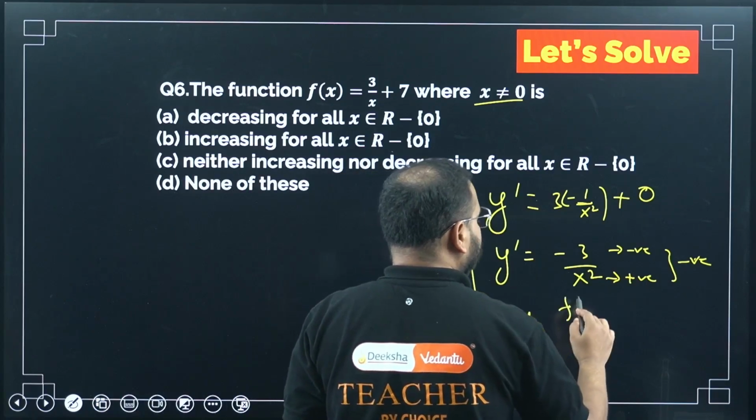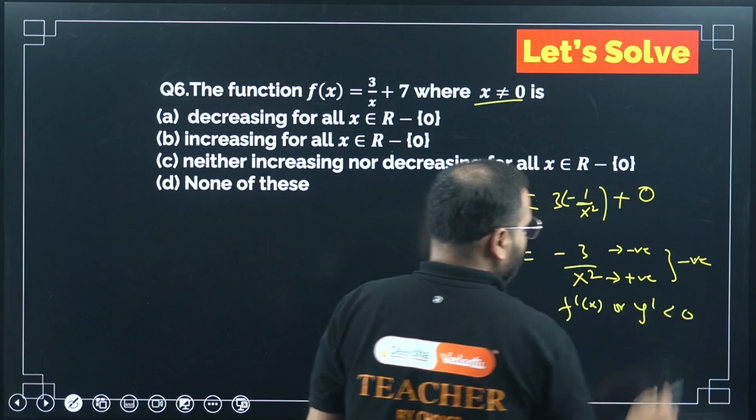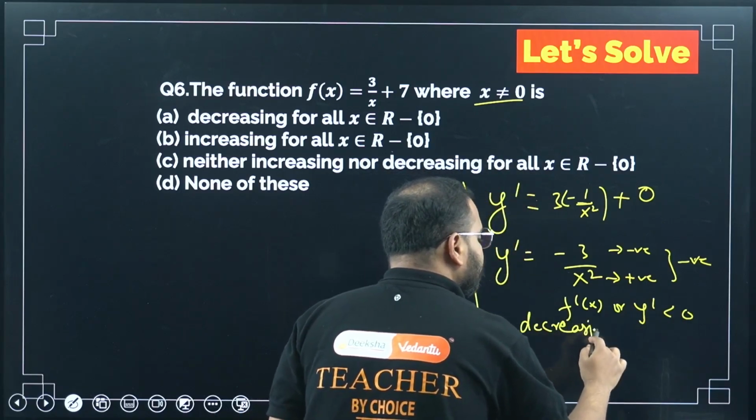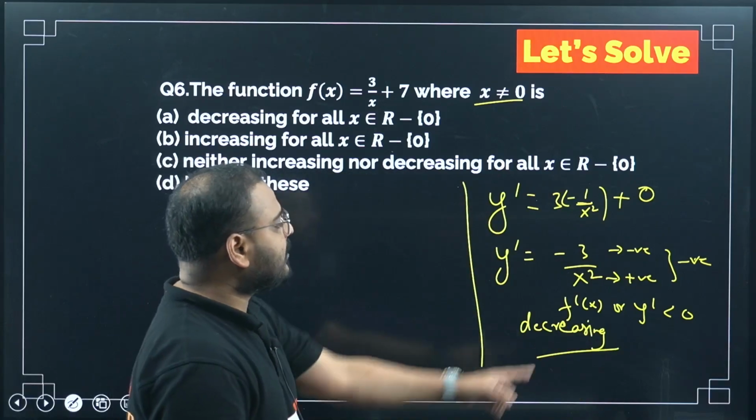So I am getting f dash of x, or y dash, as less than 0. So what is the function? Decreasing. The function is decreasing. Yes or no? Function is decreasing. But I cannot take x as 0.